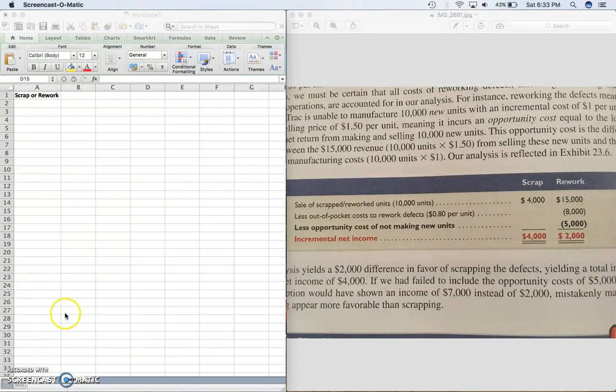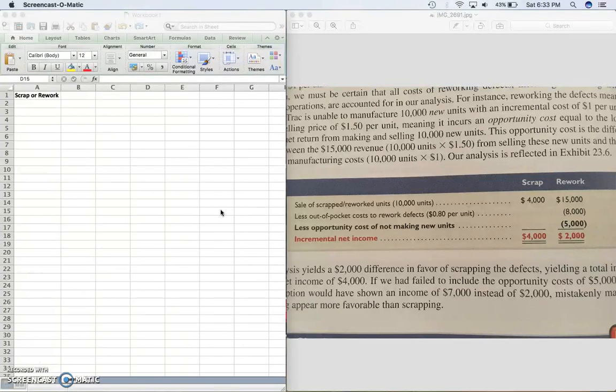So, the problem given in the book on page 990 is that Fast Track has 10,000 defective units that cost $1 per unit to manufacture. These units can either be scrapped for 40 cents each or reworked for 80 cents each per unit and then sold for the full price of $1.50 each, which was the original plan. So the task is to figure out if they should scrap for 40 cents each or rework for 80 cents each and then sell the reworked parts for $1.50 at full price.